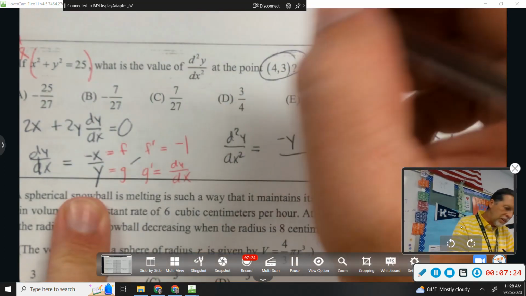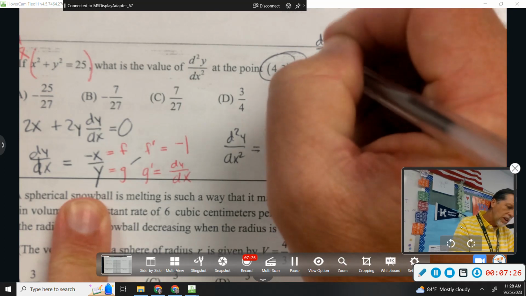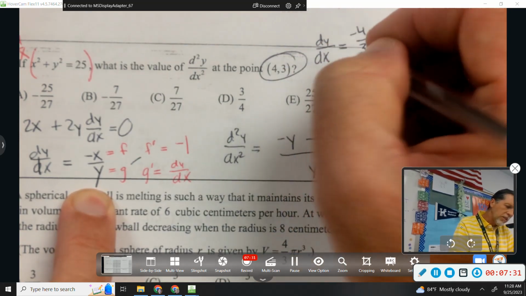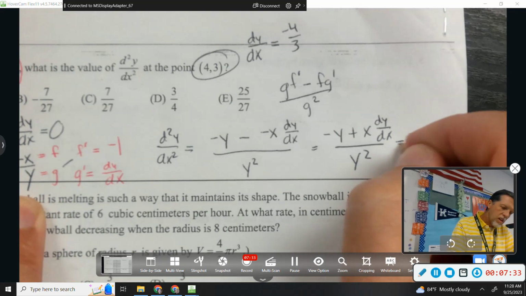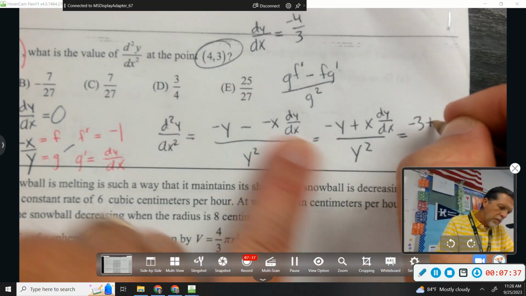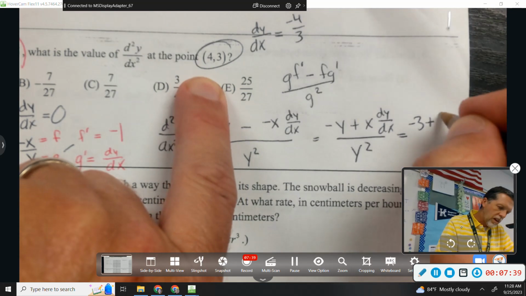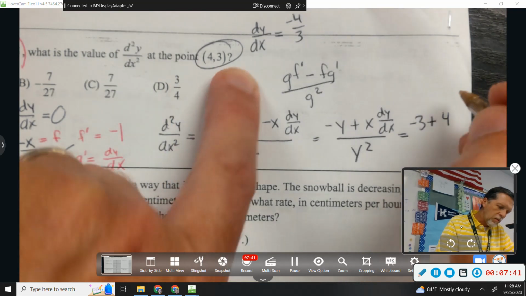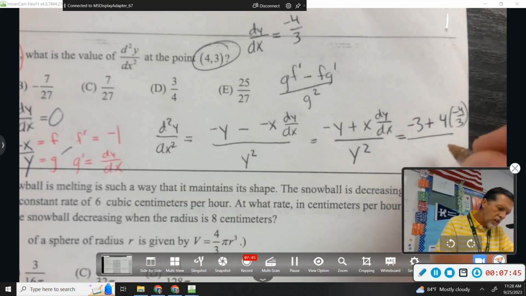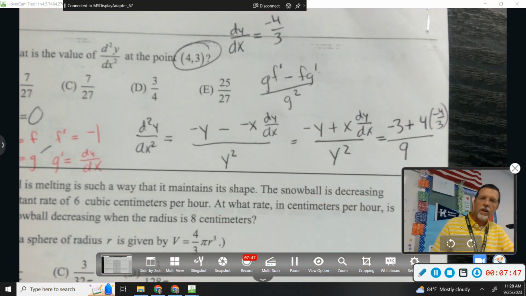I can just plug in 4, 3 in the places and go from there. Although I will need dy dx at 4, 3. That would just be negative 4/3. So, negative 3 plus x is 4. Dy dx is negative 4/3 all over y squared.